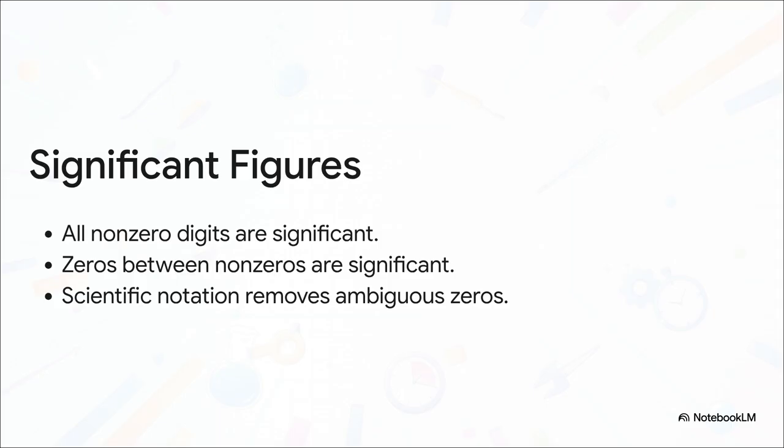All non-zero digits, always significant. Zeros trapped between non-zero digits, also significant. But trailing zeros, those can be dangerously ambiguous. Are they actual precise measurements, or are they just lazy placeholders? Writing numbers in scientific notation is literally the ultimate safeguard to eliminate those confusing, ambiguous zeros. For example, if you write 2.40 times 10 to the fourth, that zero at the very end isn't just taking up space. It is explicitly there to tell you, this measurement is precise to exactly 3 significant figures. It's how the math protects the precision of your science.